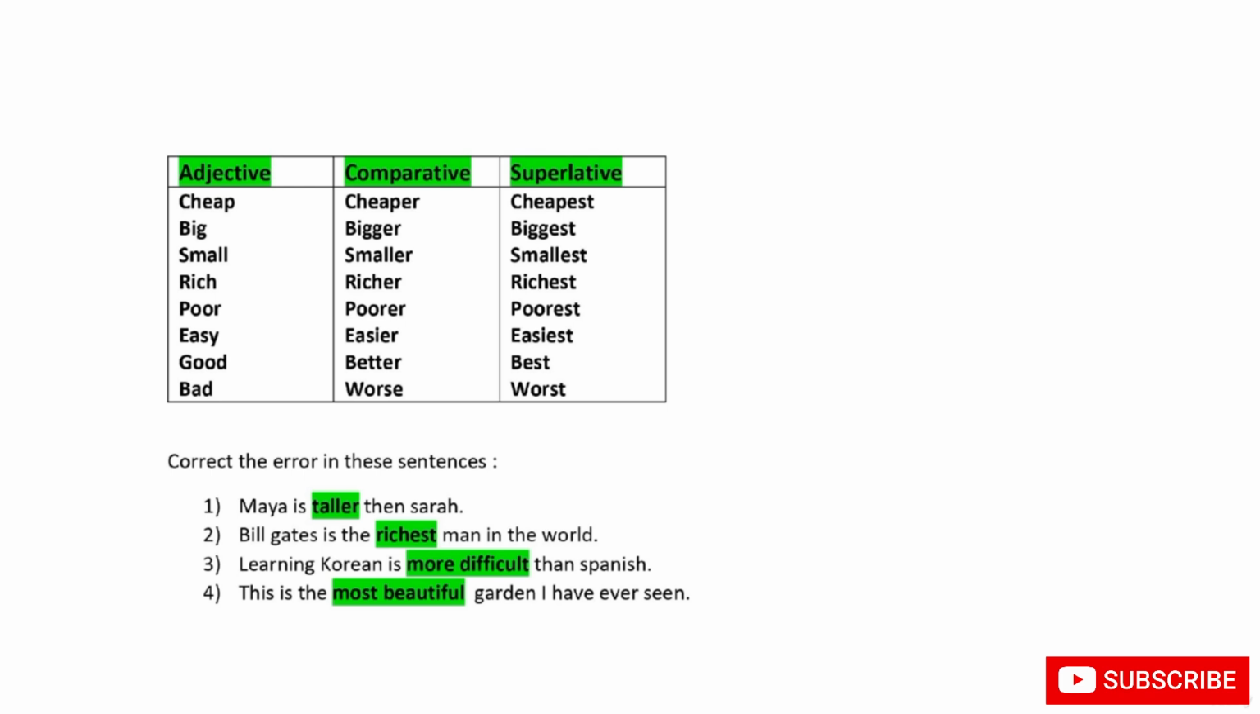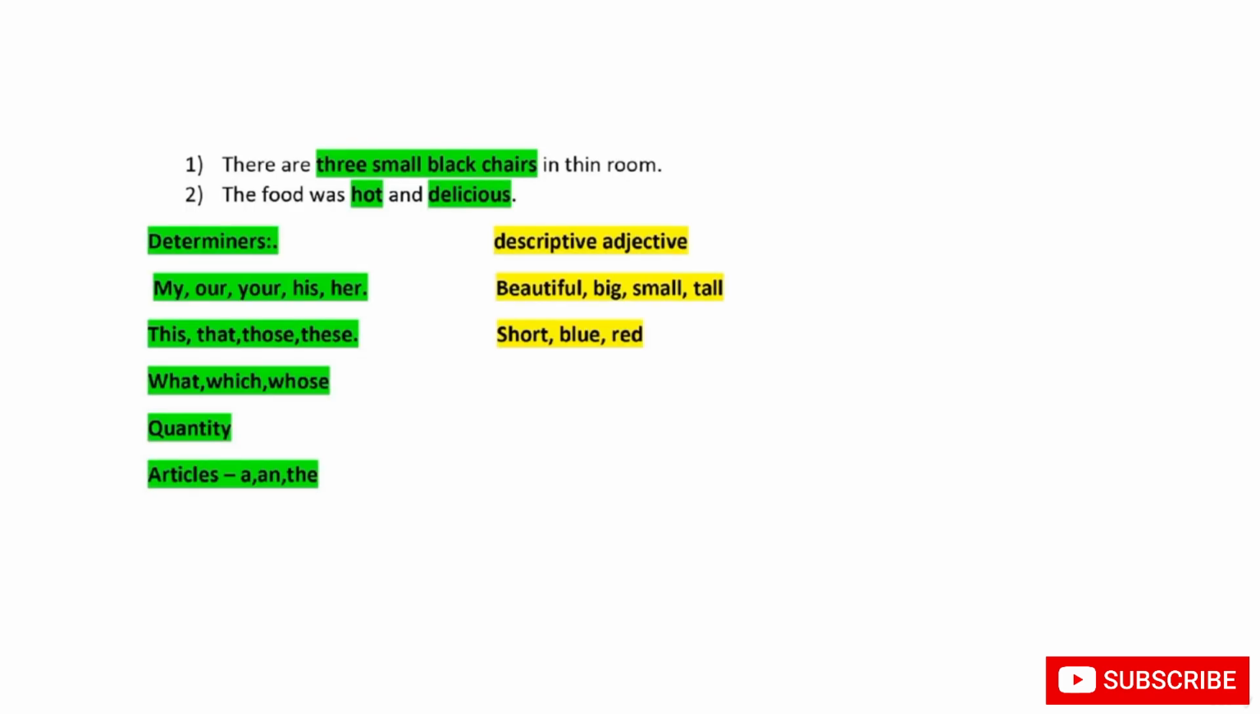All right, so remember not to make any of these mistakes. Let's now move on and look at the third and final area where students commonly make mistakes with adjectives, and that is the order of adjectives.